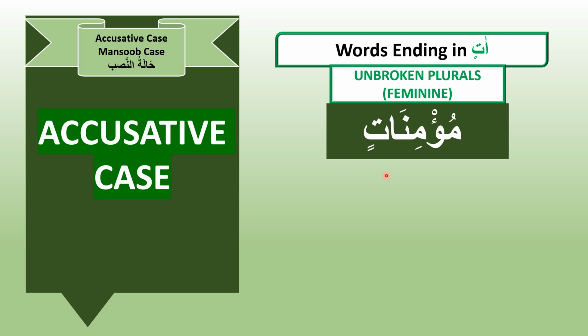Now, we don't only focus on the in. We look at atin, mu'minatin. It's supposed to be mu'minatan, but you don't get a sound as atan to represent the unbroken plural feminine form. It's atin.